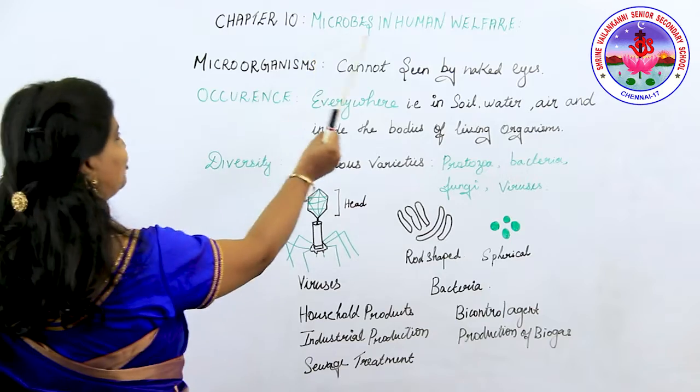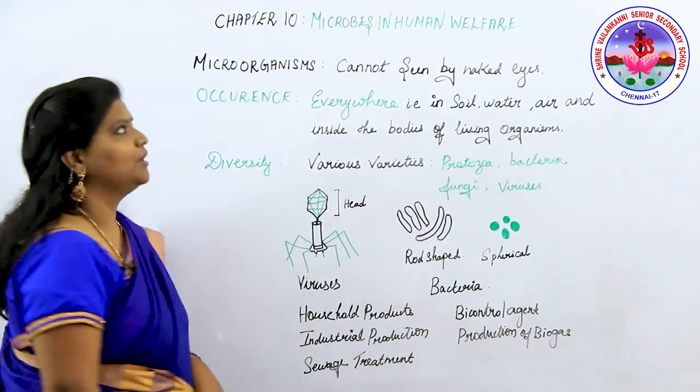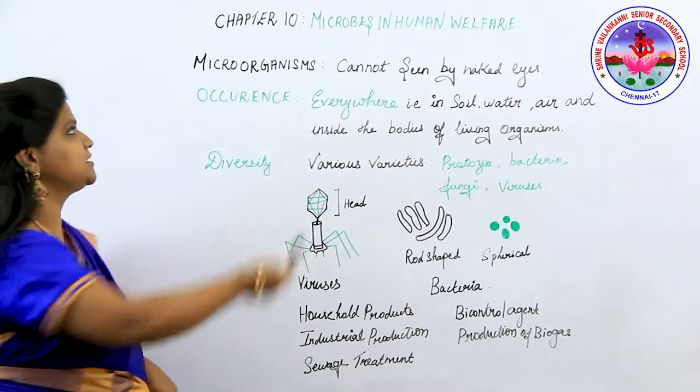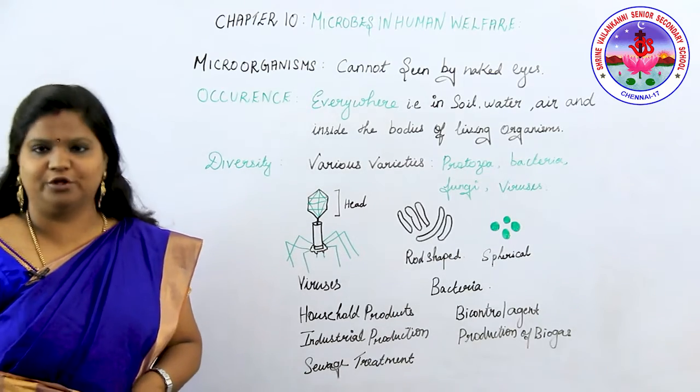So the topics to be covered here: microbes in household products, microbes in industrial products, microbes in sewage treatment, microbes in biogas production, microbes as biocontrol agents. So these are the topics we are going to cover in this chapter. Today in this session we are going to discuss briefly about microbes in household products. Microbes in human welfare. So how are the microbes helpful for humans?